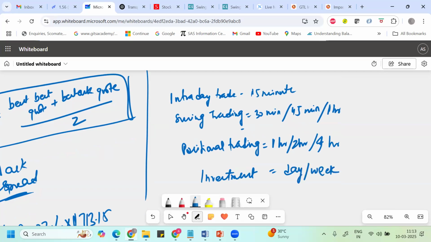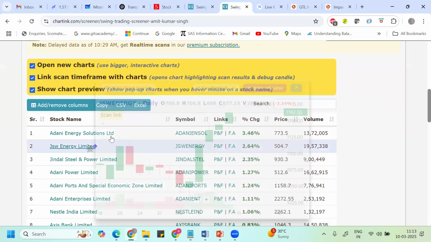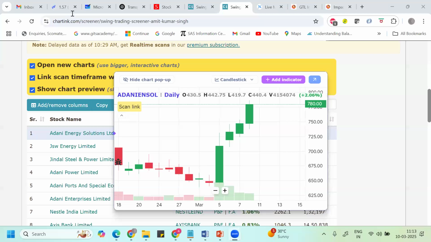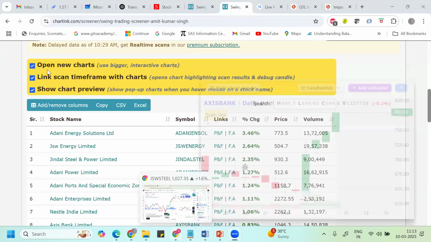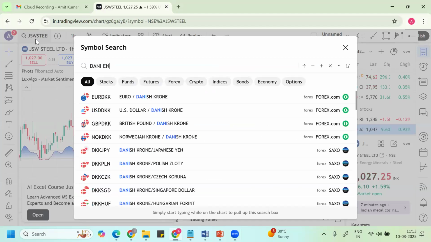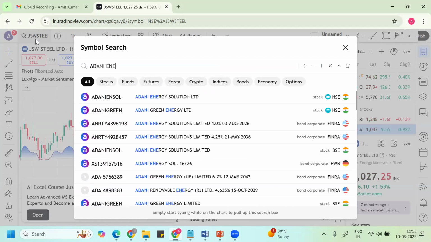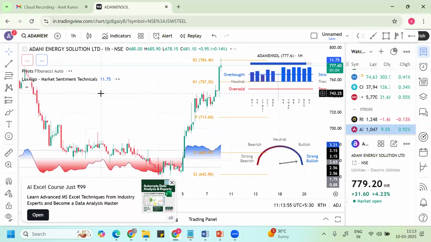So like this, you can consider different time frames, and under these different time frames you can observe any underlying asset. Here for swing trading, I got some stock, maybe Adani Energy Solutions. Imagine I get Adani Energy Solutions, so I can search here. If I get it, I can see that this stock looks strong bullish.